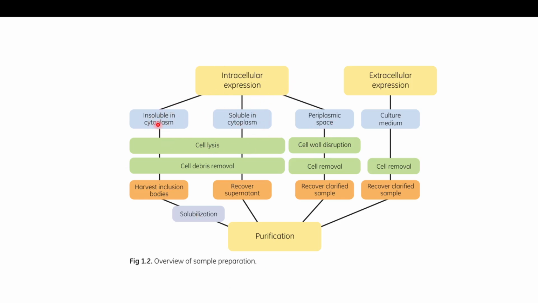Like suppose for proteins which are insoluble in the cytoplasm or soluble in the cytoplasm, the very first thing is you have to lyse the cell, remove the cell debris. Then if something is insoluble, which is not coming into the supernatant, then it goes into the inclusion bodies. You have to harvest the inclusion bodies and solubilize them. And otherwise, if something is very nicely soluble in the cytoplasm, you recover the supernatant and then go for purification.